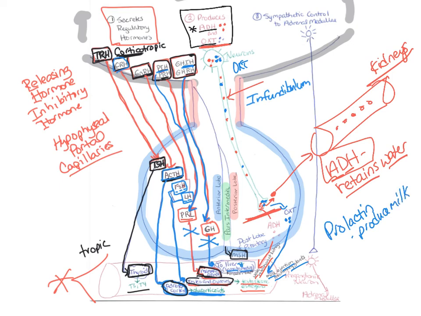And now we know that oxytocin causes the mammary glands to release the milk so that the baby can actually drink the milk. So finally, we have one more thing that the hypothalamus does.